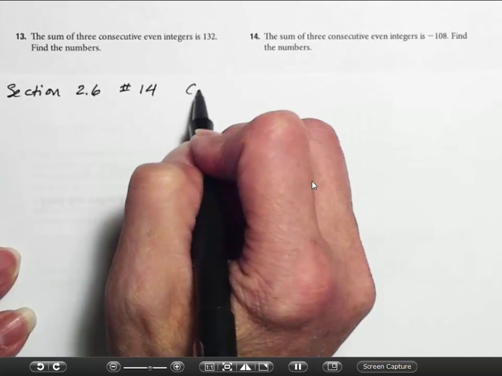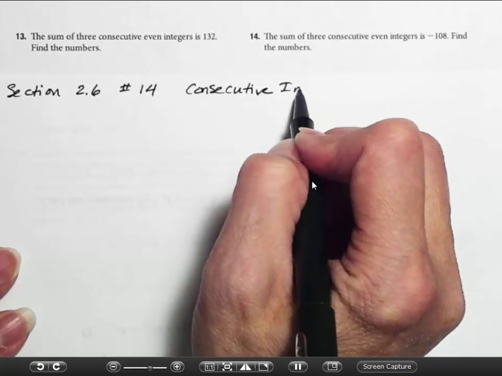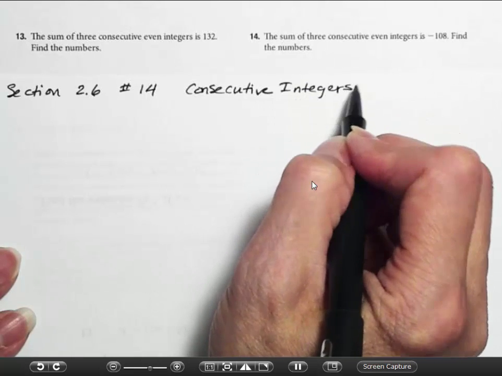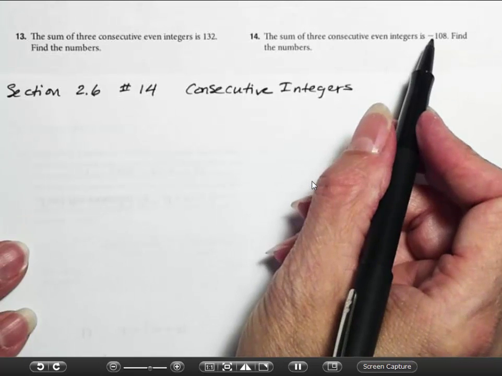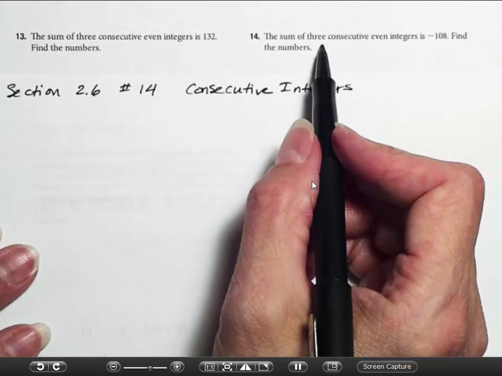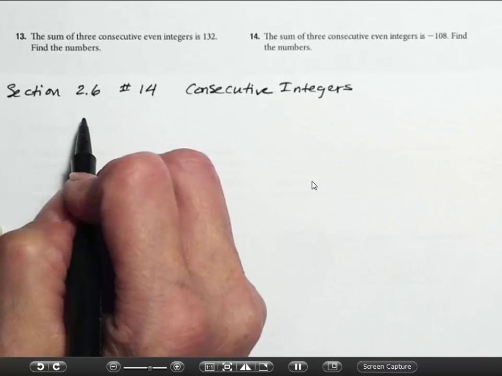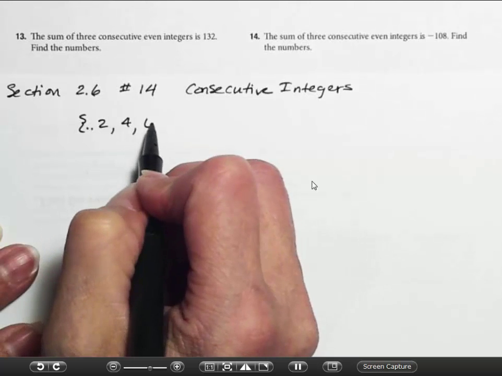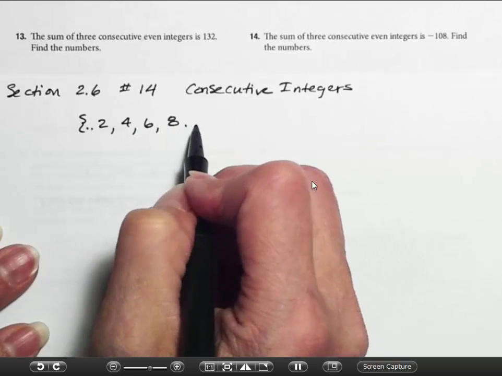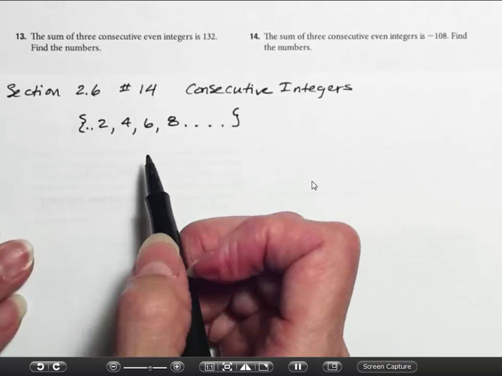And we're talking about consecutive integers in this particular problem. It says the sum of 3 consecutive even integers is negative 108. And remember, when we're talking about consecutive even integers, we're talking about, for instance, 2, 4, 6, 8. These are all consecutive even integers. 2, 4, 6, and 8 are all consecutive, and they're all even.